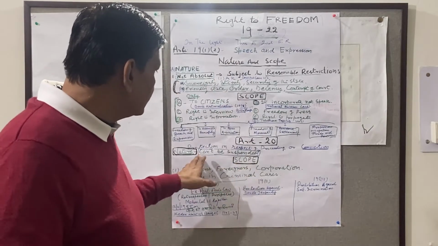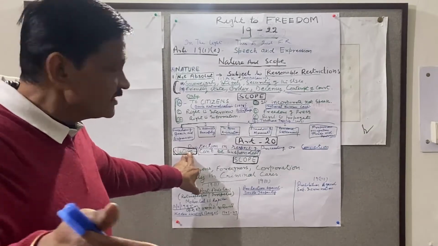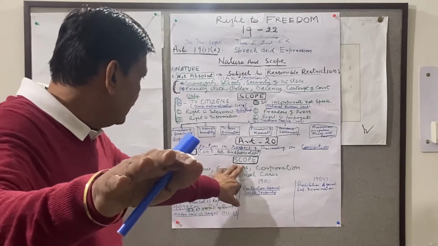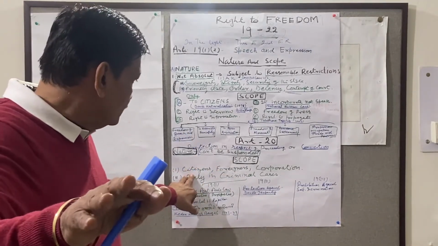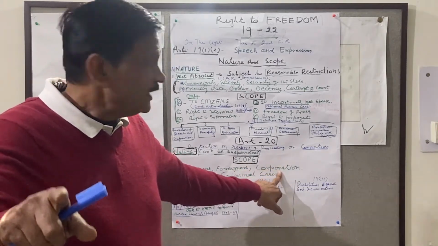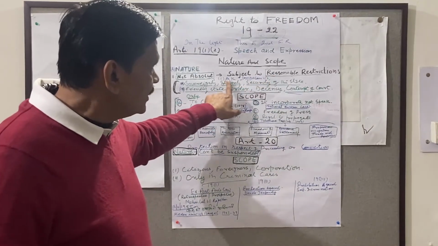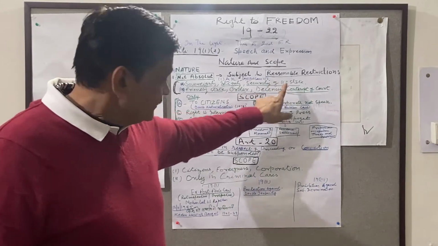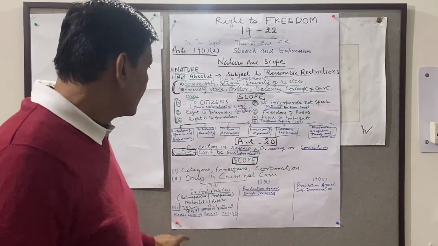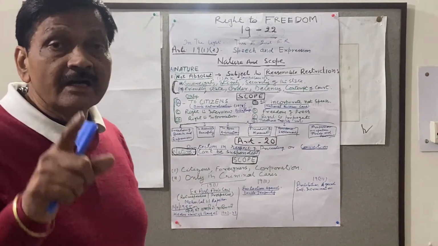Nature and scope. Nature, as I told you already, means that this article is of very permanent nature, it cannot be even suspended during emergency. Then what is the scope? Scope, it includes citizens, foreigners and corporations also. Okay, as we saw in AK Gopalan versus State of Madras, that Article 19 was not available to corporations. This article is also available to foreigners and corporations also. This is applicable only in criminal cases.